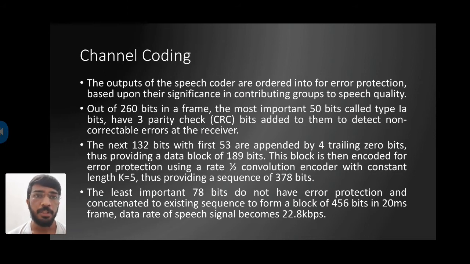The next 132 bits, with the first 53 appended by 4 trailing 0 bits, thus provide a data block of 189 bits. This block is then encoded for error protection using a rate 1/2 convolutional coder with constraint length K equal to 5, thus providing a sequence of 378 bits. The least important 78 bits do not have error protection and are concatenated to the existing sequence to form a block of 456 bits in a 20 millisecond frame. The data rate of the speech signal becomes 22.8 kbps.